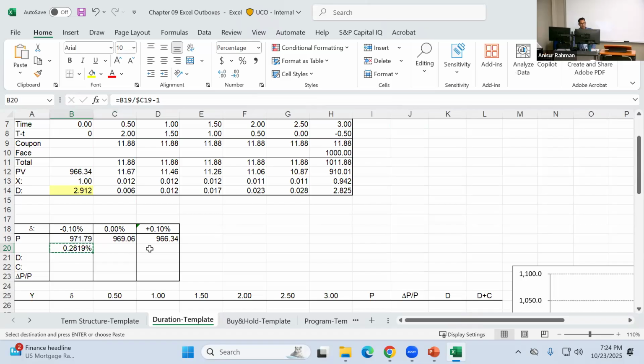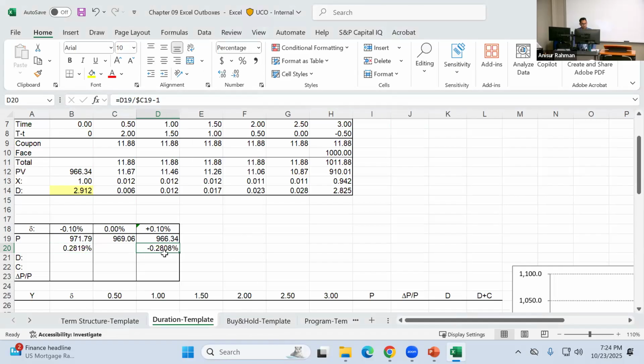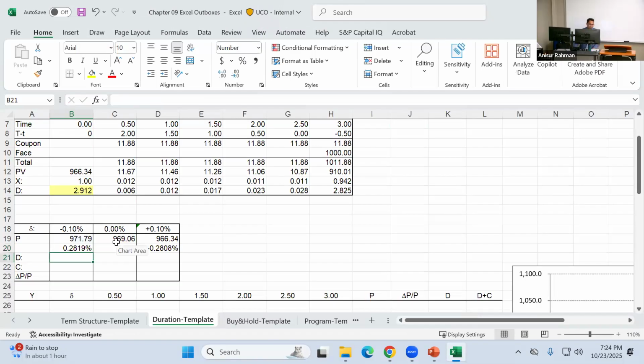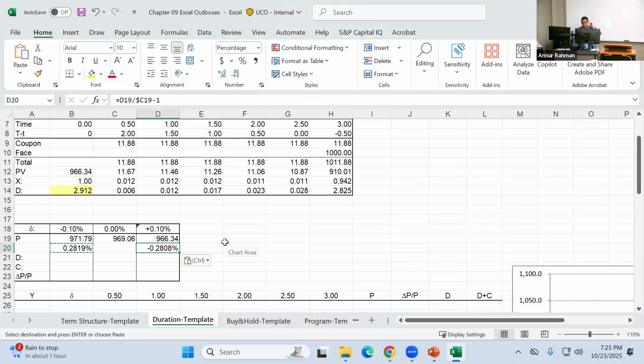Copy, paste as formulas here. Now our duration will be, this is the formula. Paste, oh, from. Say it again. I got it. Where did you get the second one? Like this one? So I copied, Control C, right click as formula. Yeah, let me see.